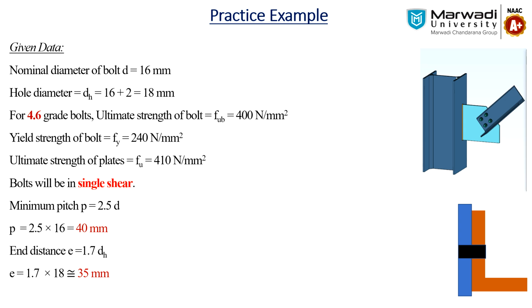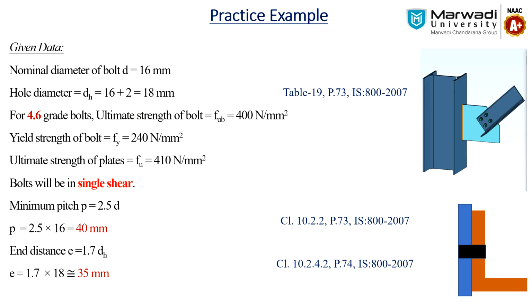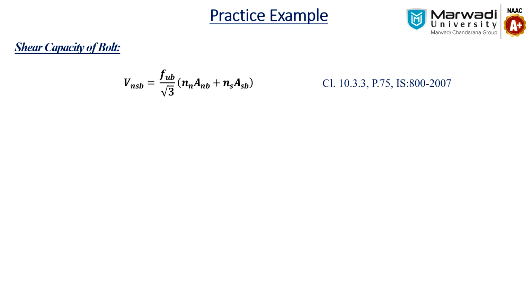So this is the basic data, and based on that we have to design the bolted connection. I hope that you have IS 800:2007 with you. Whenever there are some equations or values, you can refer to that particular clause number and page number. So let me start with the first step. Here, as the clause numbers are mentioned, you may note them down, and whenever required for further practice examples, you can refer to this clause number and page number. Next, first we have to find out the shear capacity of the bolt.